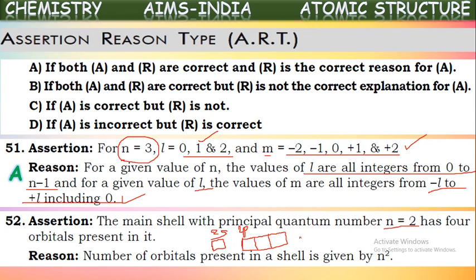Now, total number of orbitals in the second shell, 1 plus 3, totally 4. So there are 4 orbitals, it is correct, and the formula given, n square, is also correct. Both are correct here. So the option is A.